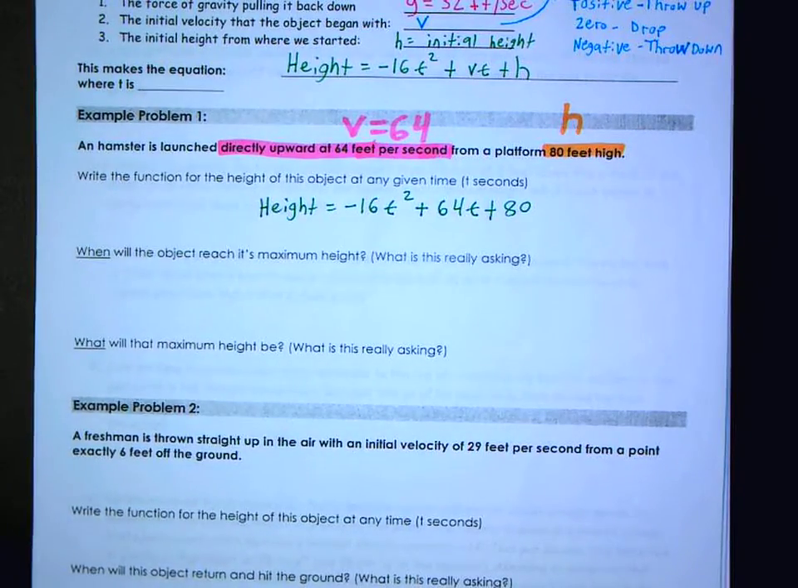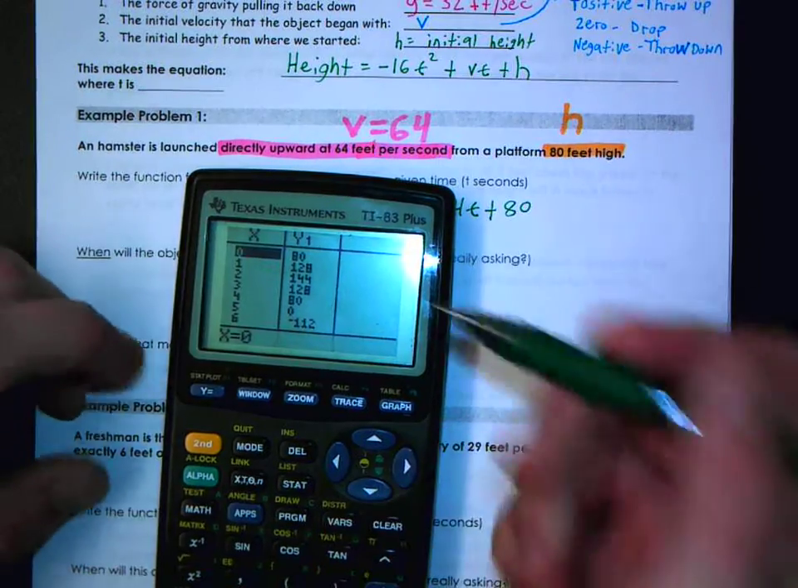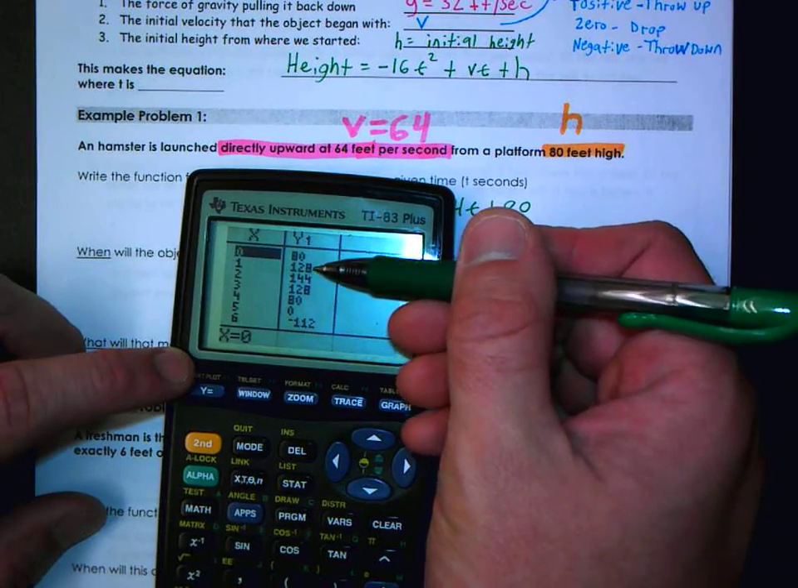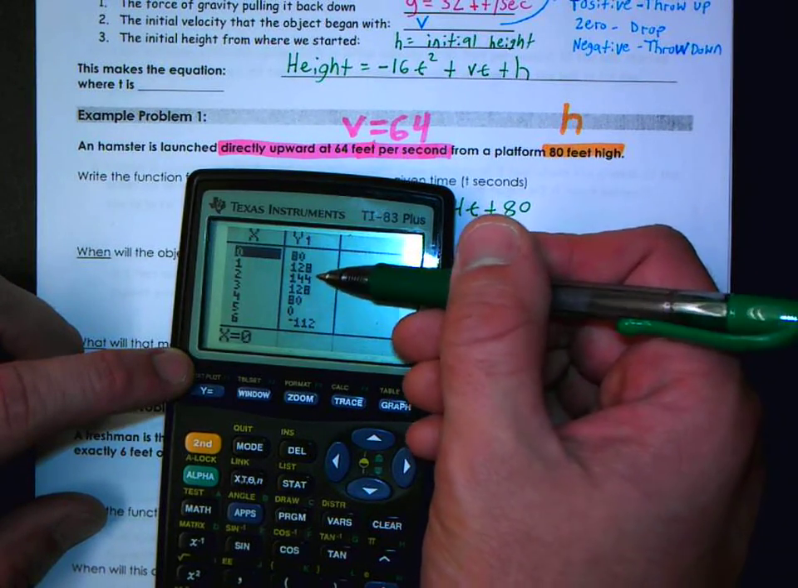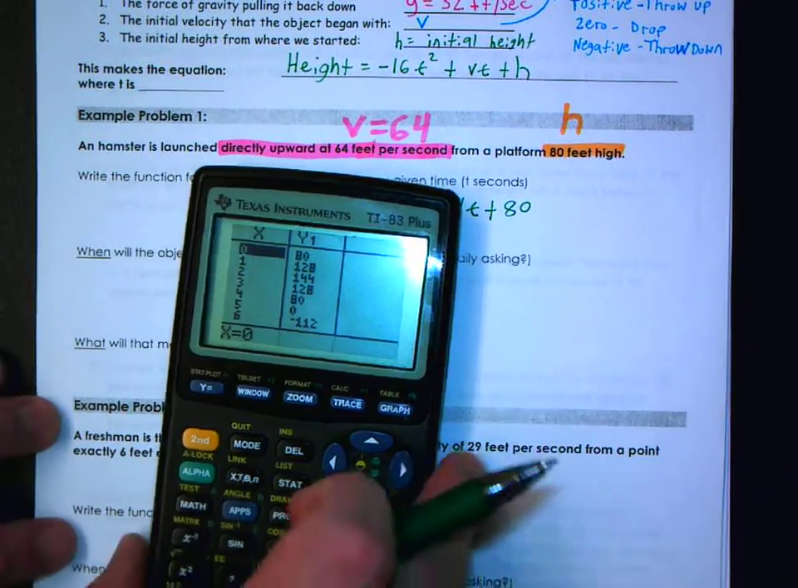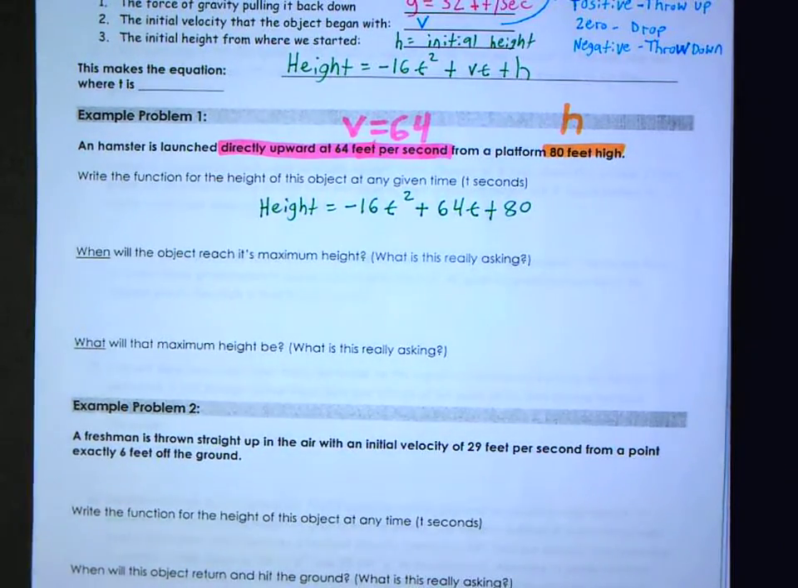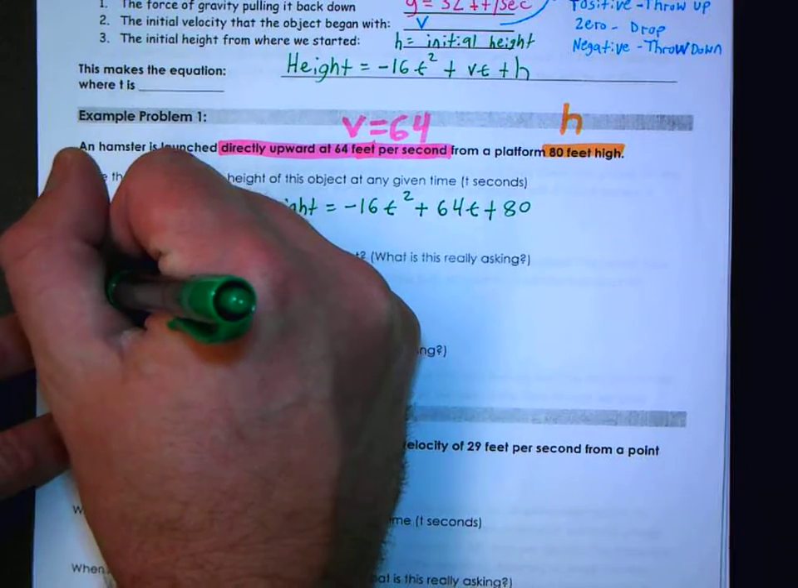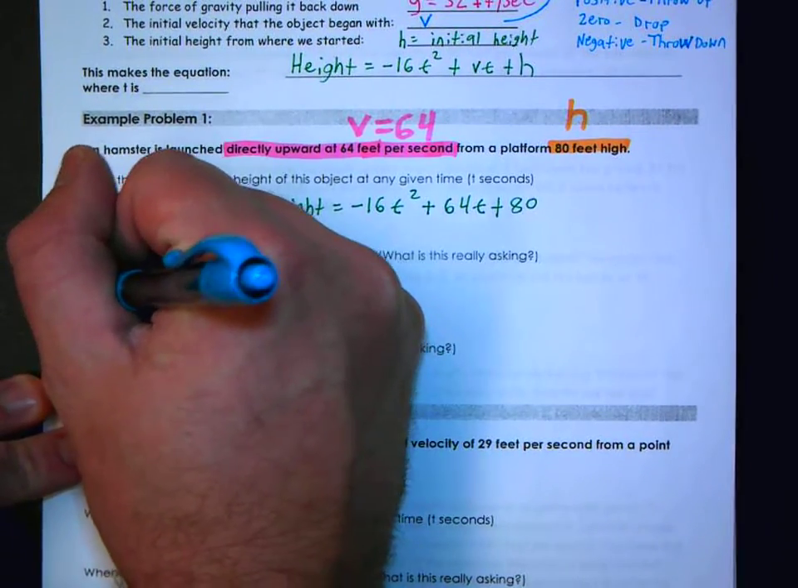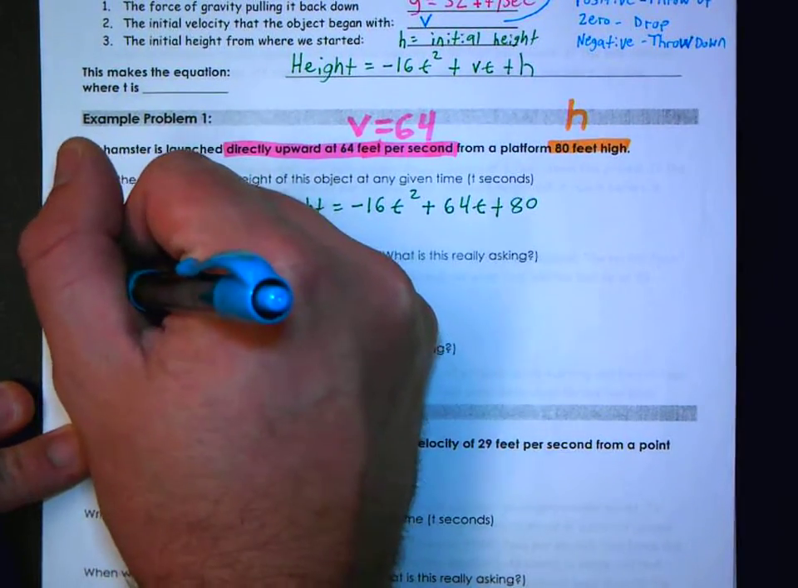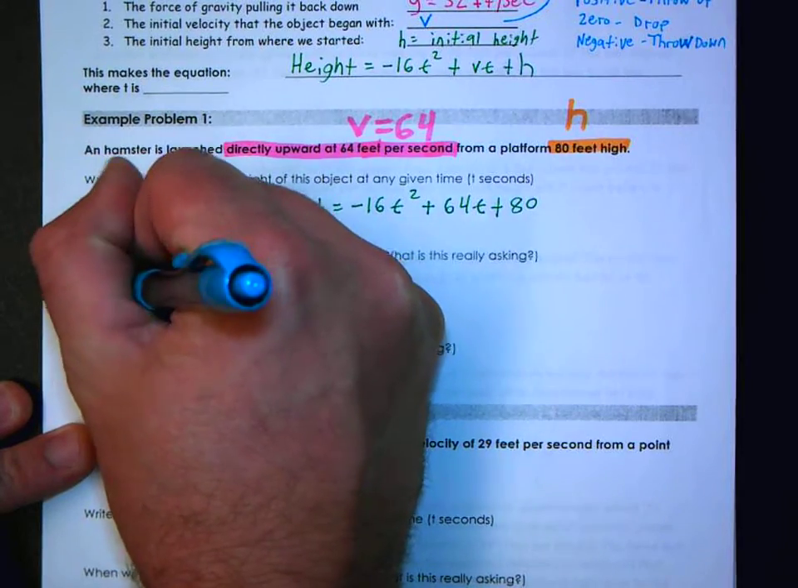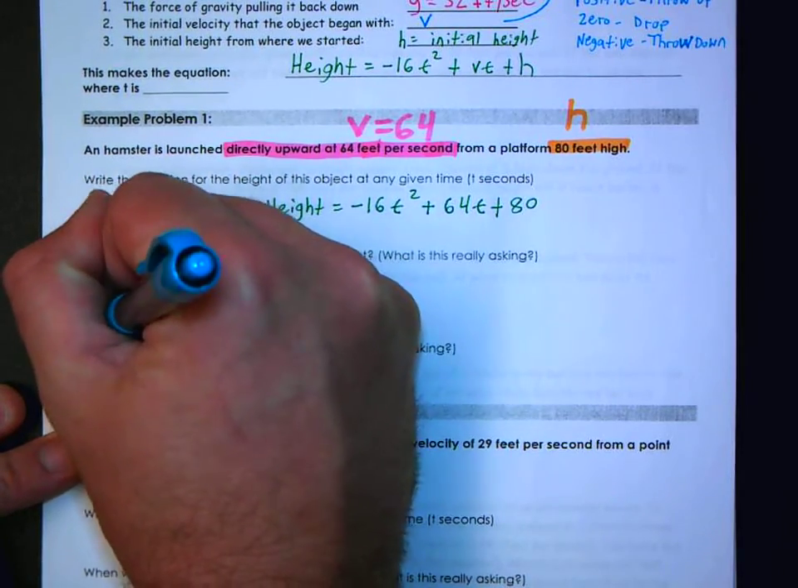So when will the object reach its maximum height? You could tell that by the table because it repeats itself: 128, 128, 80, 80. We could tell it's after 2 seconds. But I'll show you the formula. The formula is the vertex formula, negative b divided by 2a.